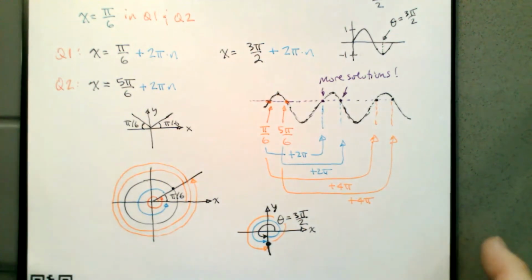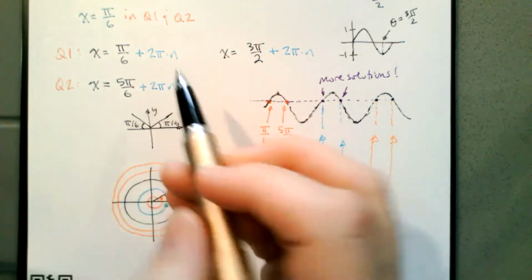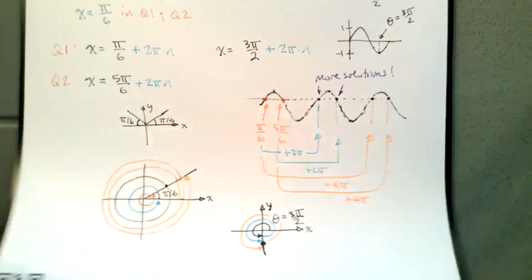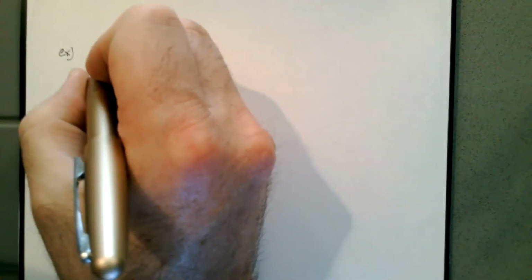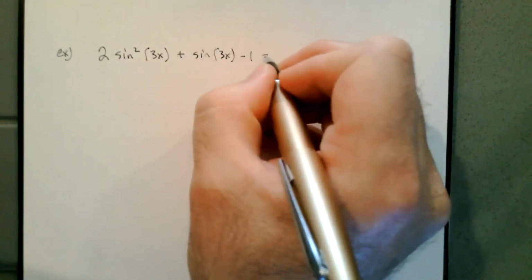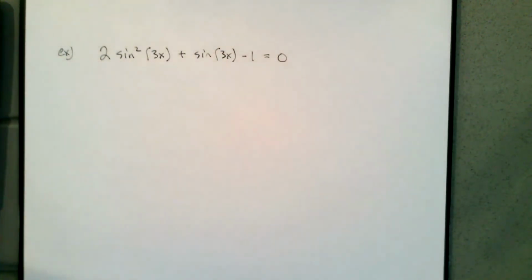One of the reasons that we want to make sure that we include the plus 2 pi n to get all the solutions is that we might have another variation. So let's suppose that I had this equation: 2 times the sine squared of not just x, but 3x, plus the sine of 3x minus 1 is equal to 0. Make a small change. Instead of sine of x, now I've got the sine of 3x.